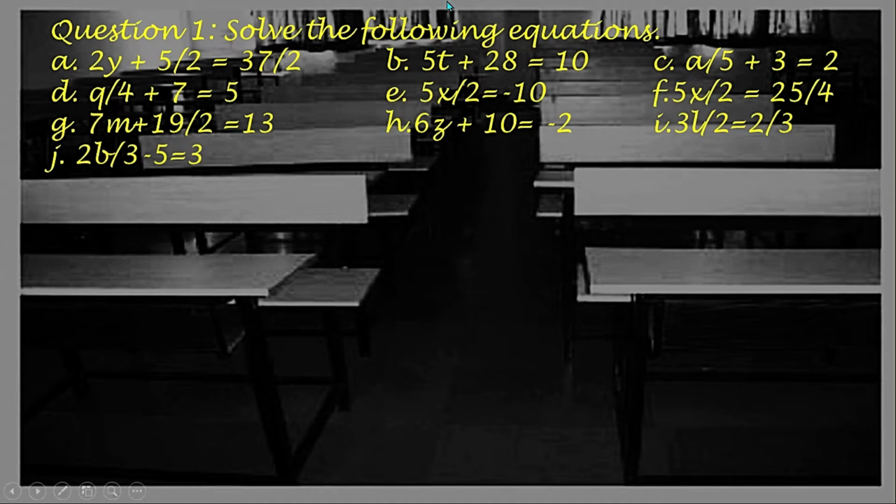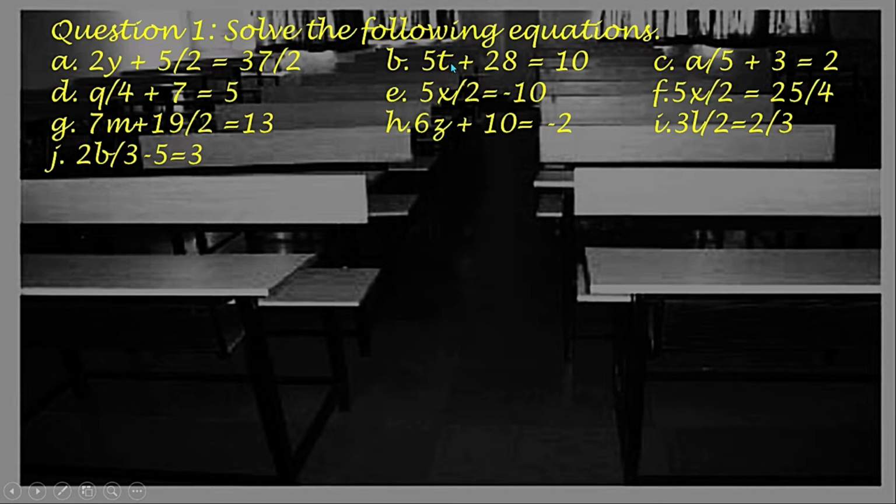In this question you can see that we have to solve the following equations. Here we have to solve all these equations. See what these equations are. First is 2y plus 5 by 2 is equal to 37 upon 2.